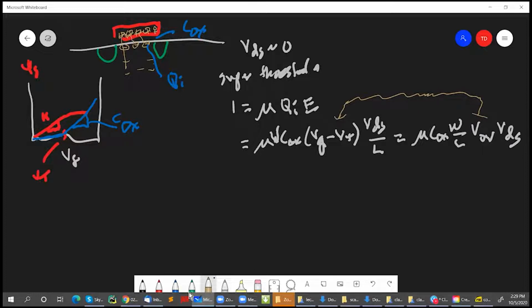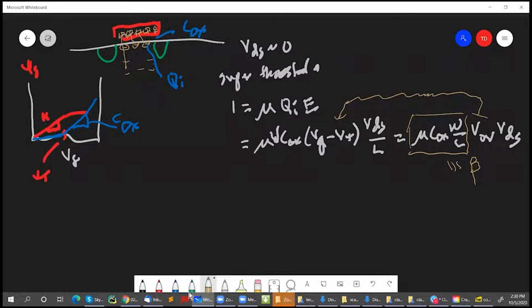V overdrive is just exactly how much the gate voltage is above threshold. And then we make a definition of this mu Cox W over L. We're just going to define that equal to some constant called beta. You see this all over the place when people talk about above threshold. So it's just beta times the overdrive times VDS. It's linear. Right? Does that make sense? It's linear in the gate voltage, and it's also linear in the drain source voltage.